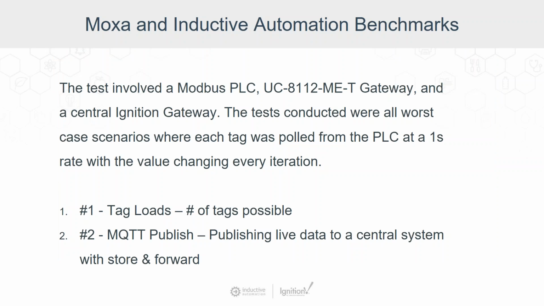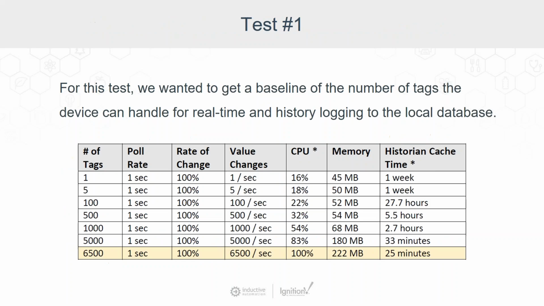So we did two tests: how many tags can we load, and the second is, if we're publishing that data to a central system, how much can we publish per second? And of course, we always do worst case testing where every tag was pulled at the PLC at a 1 second rate, and every single value was changing every second. So when you do that, you can see what the real maximums are, where then in the real world, as we pull things slower or the values don't change as often, we can extrapolate that to these two different estimates.